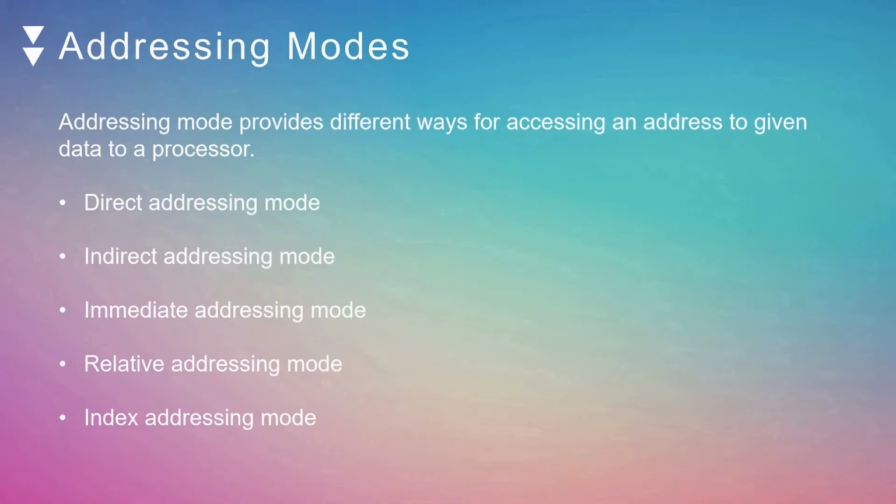Relative addressing mode. In the relative addressing mode, the effective address is determined by the index mode by using the program counter instead of a general purpose processor register. And last is index addressing mode. In index addressing mode, the effective address of the operand is generated by adding a constant value to the contents of a register. The mode is known as index addressing mode.